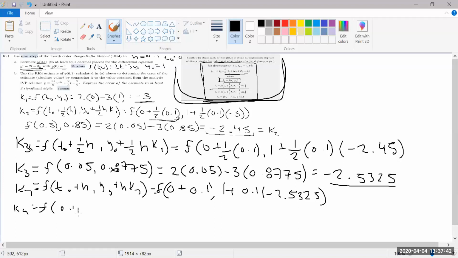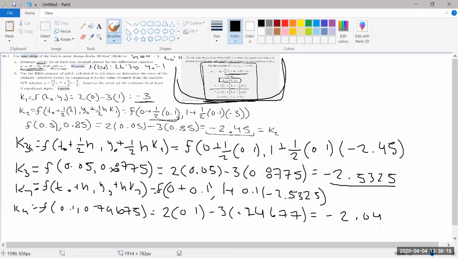So our 0.1, comma, and then for your y value, 0.74675. Okay, so you get 2 times 0.1 minus 3 times 0.74675, and you should get negative 2.04025. Okay, and now we have all our coefficients, and we can start actually solving for the value that we are interested in.